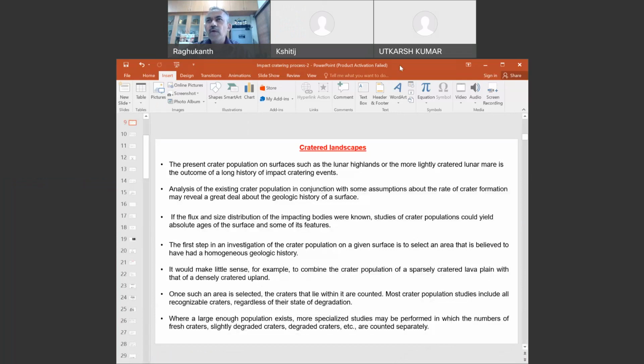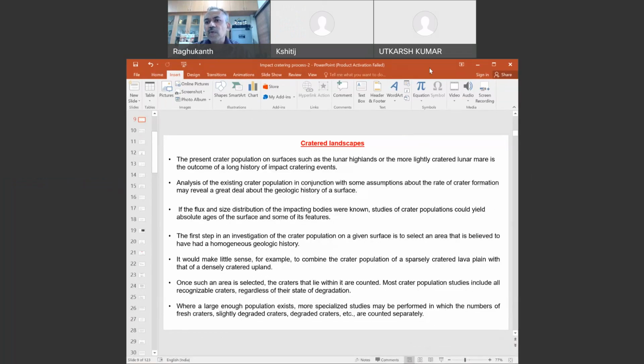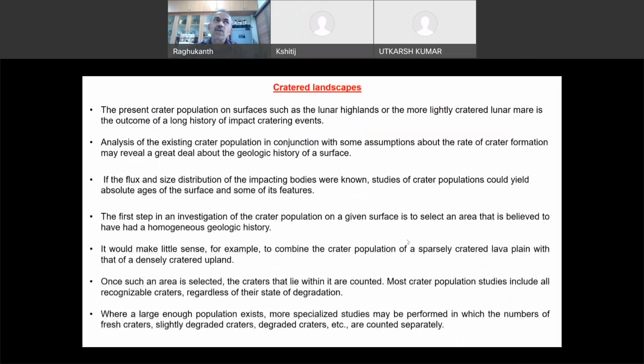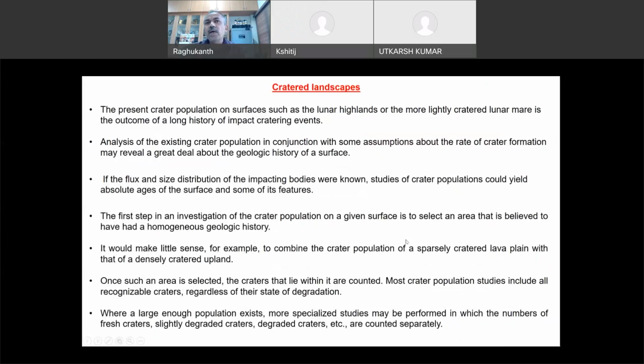So anyway, last class, if you remember, we started this one. How do we find out the ages, the crater frequency distribution, and other things also? If you want a geological classification, the geological ages and others, this is the only way to do it right now for all the planetary things.